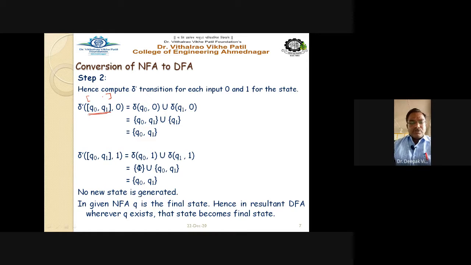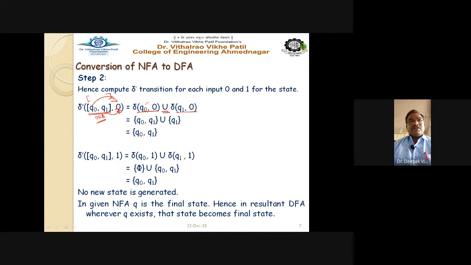This bracket also has some important feature, some significant value. A square bracket means that you are having your DFA. If it is in a square bracket, you can find it is in a DFA, right? So in q0, q1 comma 0, this is the input symbol, this is your state. You split it, you know how to split. So delta q0 on 0, you take the transition of q0 on 0 and q1 on 0 and make a union of it.